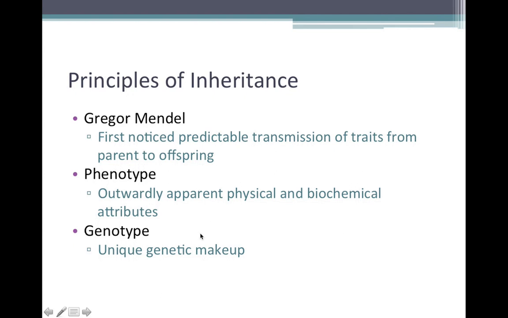So when you think phenotype, think outwardly apparent physical or biochemical attributes. And when you think genotype, think of someone's genetic makeup. If you sequenced someone's genes, that would give you their genotype. However, if you wrote down someone's physical characteristics, that would tell you about their phenotype. And although these go hand in hand, they can be different for a variety of reasons, which I don't think we're going to get into.